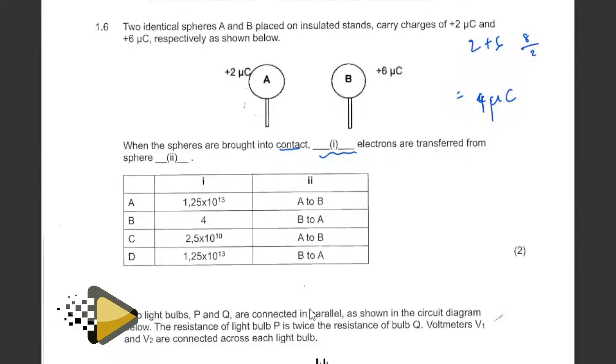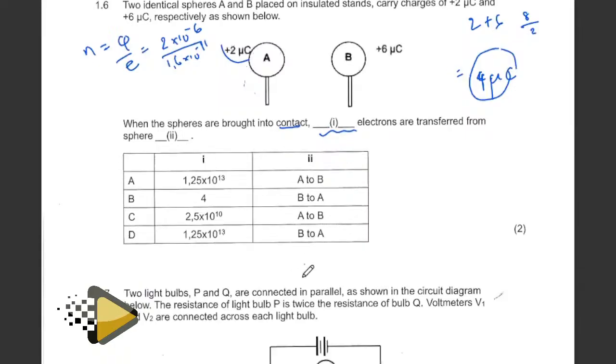Okay, so if that is true, how about if we calculate the number of electrons that would be transferred from N is equal to Q over E? Since this is 4 microcoulombs, and we subtract the 2 microcoulombs, there was a transfer of 2 microcoulombs. Okay, I'll say 2 times 10 to the -6, dividing it with the charge, which is 1.6 times 10. Is it -11 or -19?